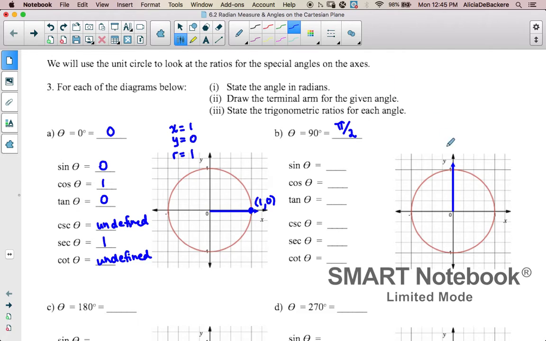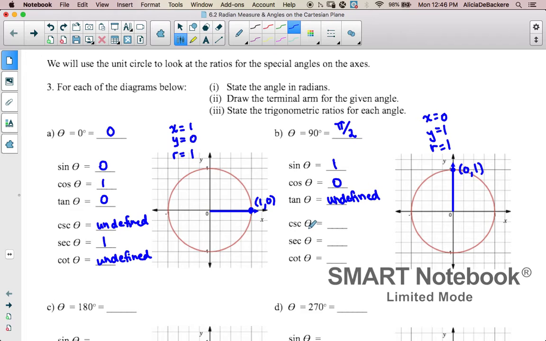And then I can be thinking about, well, what is the x, y, and r values of this point here? So this point here, I've gone over 0 and up to 1. And so my x value is 0, my y value is 1, and again, the radius of a unit circle is 1. So sine of theta is the y value over the radius 1, so 1 over 1 is just 1. Cos theta is x over r, or 0 over 1, so that's 0. Tan of theta is y over x, so 1 divided by 0. Again, I can't divide by 0, so tan of theta is undefined for pi by 2 radians, or 90 degrees.